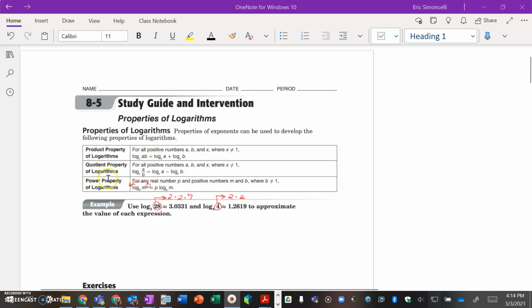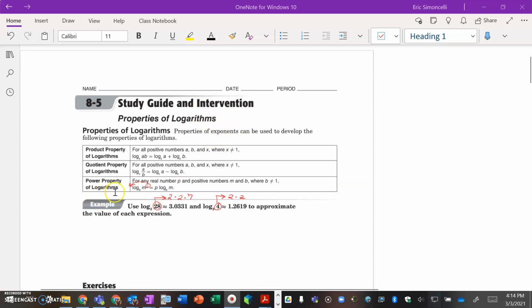The quotient property of logs speaks to, for all positive numbers a, b, and x, where x is not equal to 1, log base x of a over b is equal to log base x of a minus log base x of b. And again, similar to the property of exponents, where you are dividing a to the m over a to the n, remember we subtract exponents. In this case, it's logarithms that we're subtracting, but there is a connection to be made to the exponent properties, just as we discussed at the beginning.